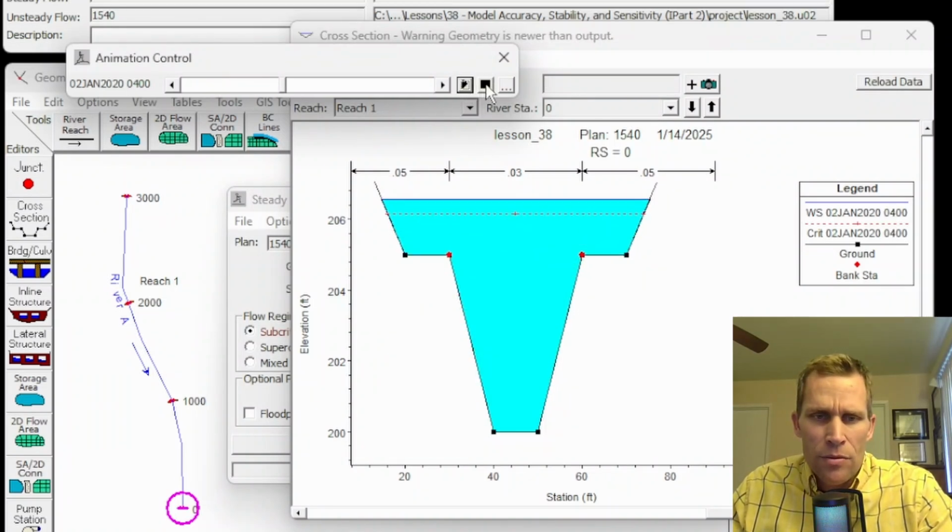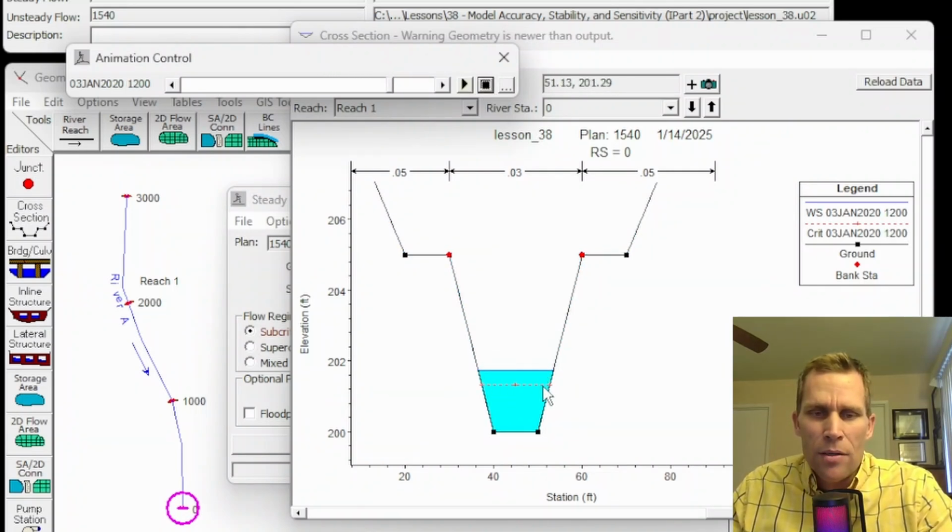Okay, so the water surface goes up because of the flow hydrograph, and then it goes back down. But at no time does the water surface elevation ever cross or even touch or come close to that critical depth. So in this situation, this is a very stable model. I don't need to consider that.